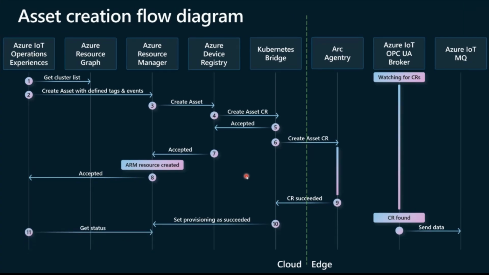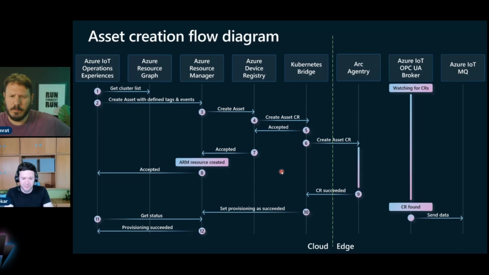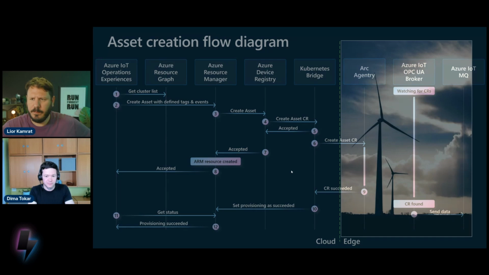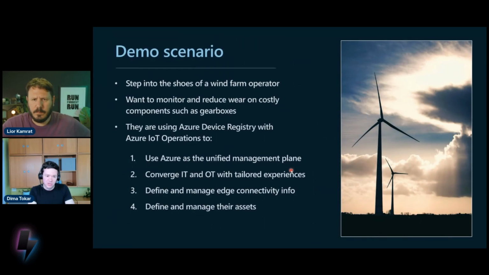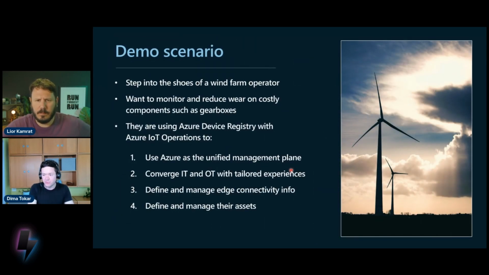So just to wrap up the flow diagram before we move to the demo scenario, we have this provisioning that's successful at the edge, and then the operations experience UX in the cloud can get the status and the success. The user can then have confirmation that everything they've created in the cloud is also at the edge, and they get that confirmation loud and clear in the UI. Very cool. Awesome. So I'll set up the demo, and then we'll go through that.